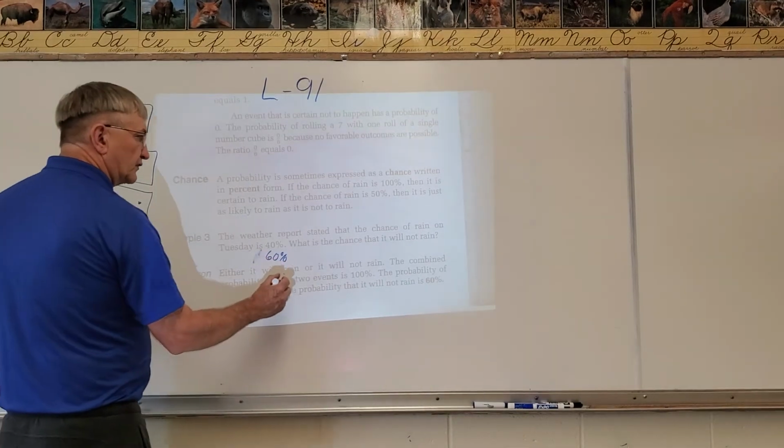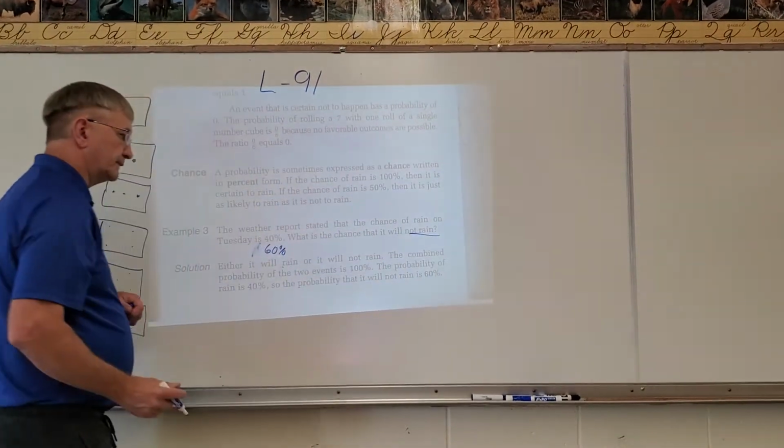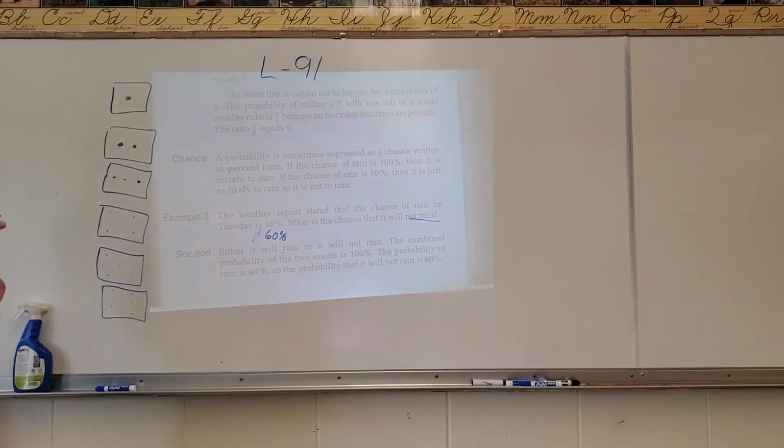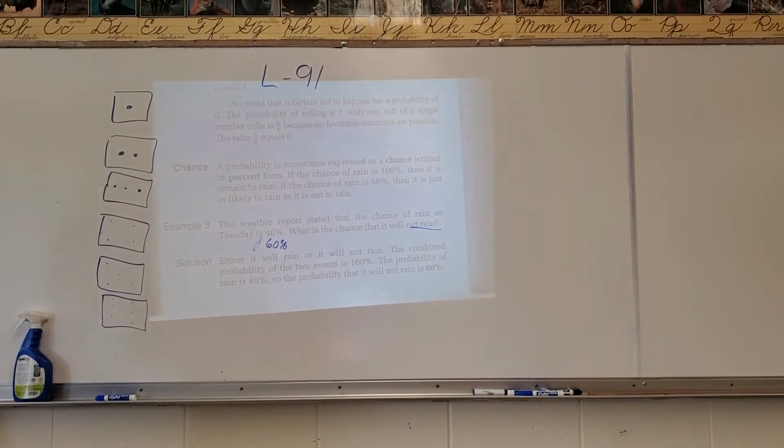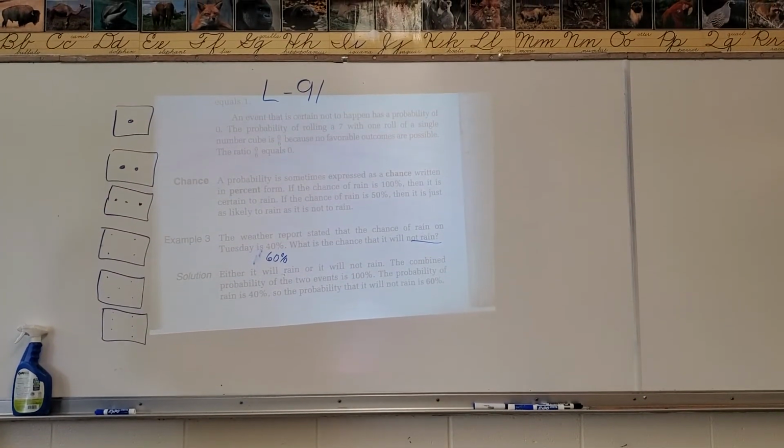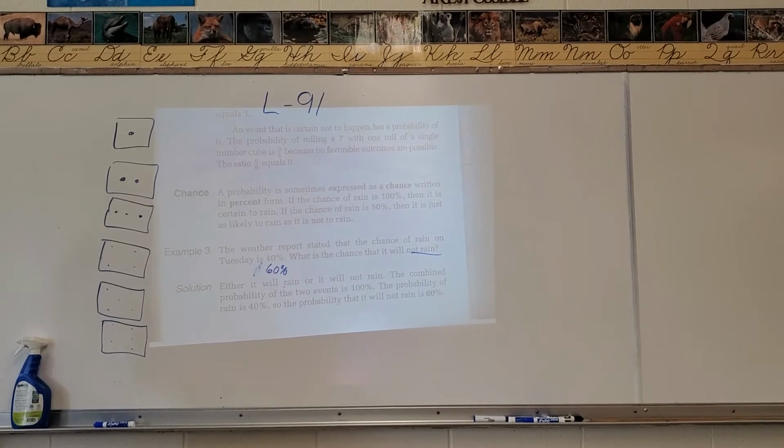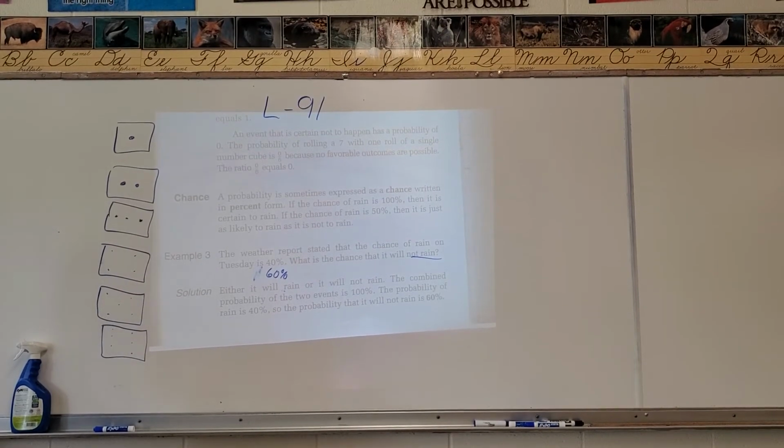So this is going to be not rain. Either it will rain or it will not rain. The combined probability of the two events is 100%. The probability of rain is 40%. The probability that it will not rain is 60%.